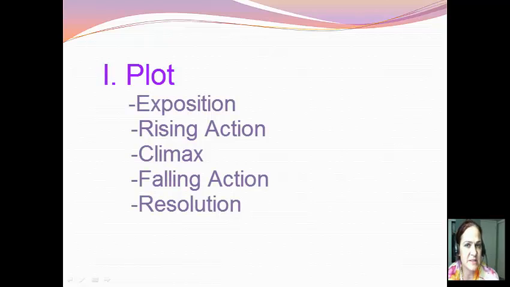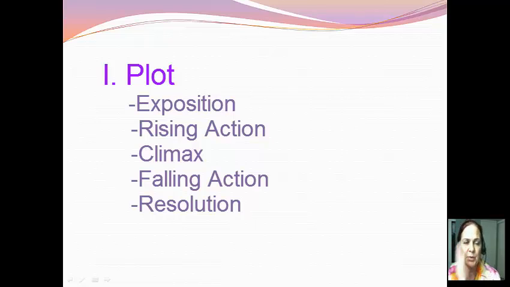There was the exposition, which is the beginning of the story, where you learn the characters, you find out the situation, and you find out the setting. Then you had the rising action after that. The rising action is where all the problems start showing up and the main character is trying to solve them. So it's also known as the complication.